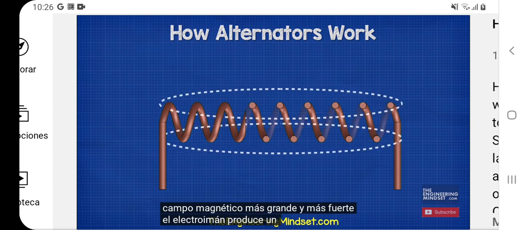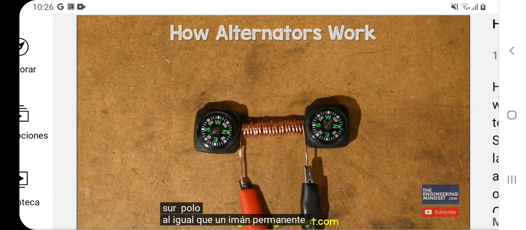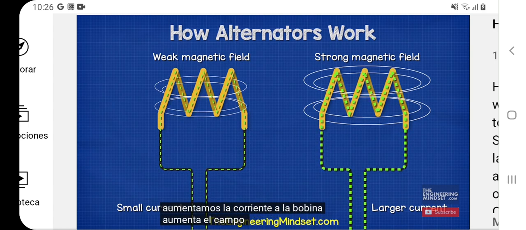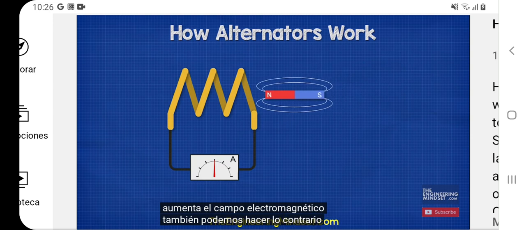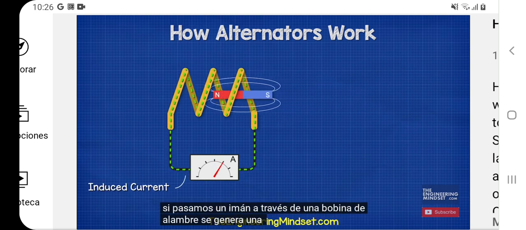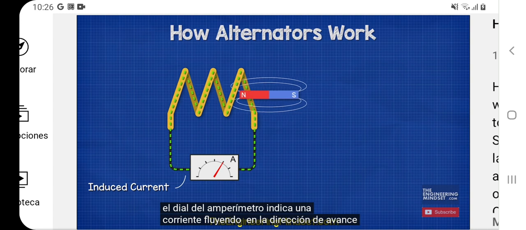The electromagnet produces a north and south pole, just like a permanent magnet. If we increase the current to the coil, the electromagnetic field increases. We can also do the opposite. If we pass a magnet through a coil of wire, a current is generated in the coil. The dial on the ammeter indicates a current flowing in the forward direction.